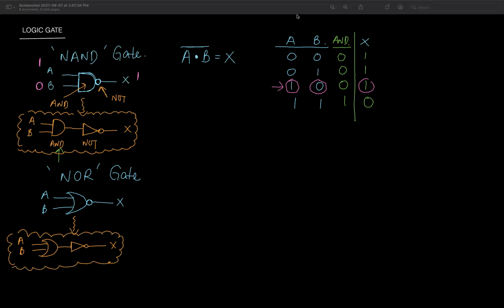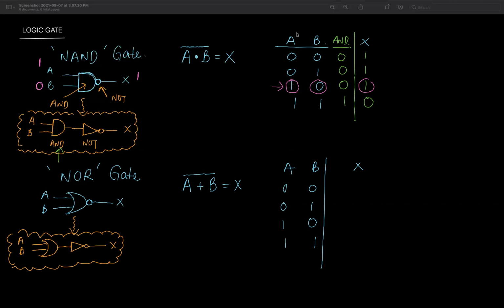All right. The Boolean algebra, again, we write OR gate. OR is a plus, right? AND is a dot, OR is a plus. So A plus B equals X. If it's not OR gate, then not the entire thing. A plus B bar. What is the input? A, B, X. Okay. 0, 0, 0, 1, 1, 0, and 1, 1.